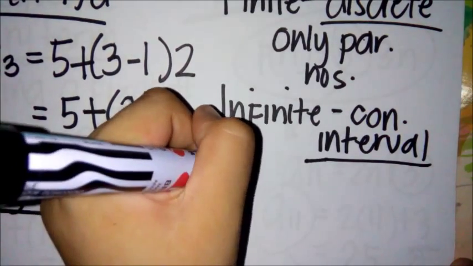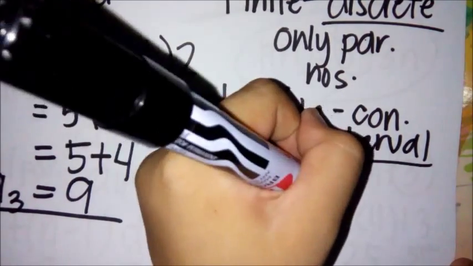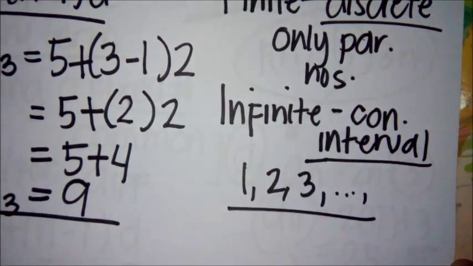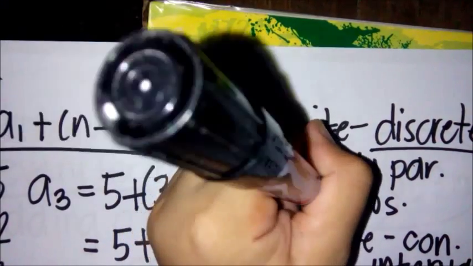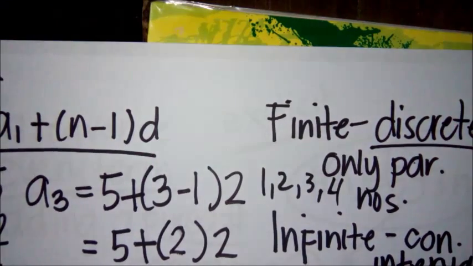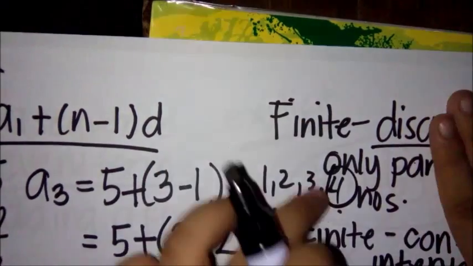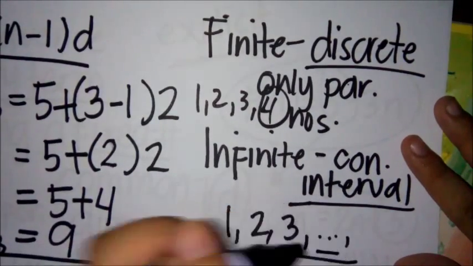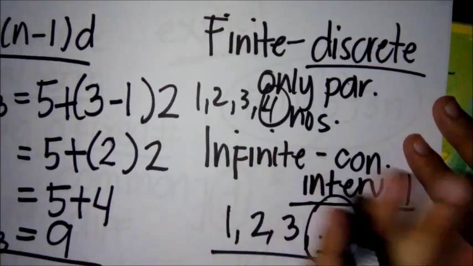When you see a sequence like this, 1, 2, 3 ellipsis, that's an infinite sequence, while a finite sequence is 1, 2, 3, up to 4. Let's say up to 4. That's a finite sequence when you have that distinct end number here. While in an infinite sequence, there's this ellipsis and nothing comes after.